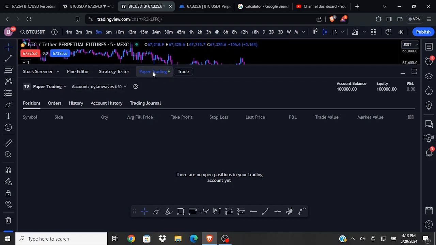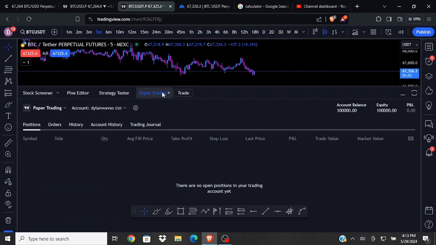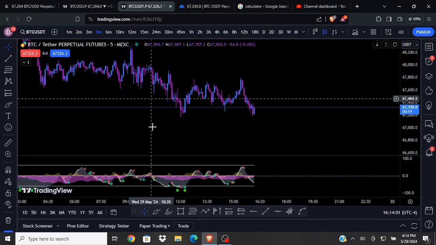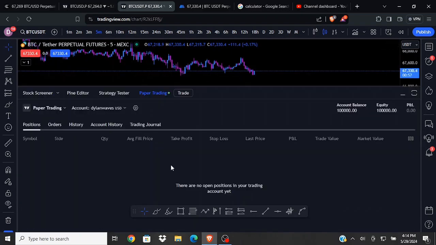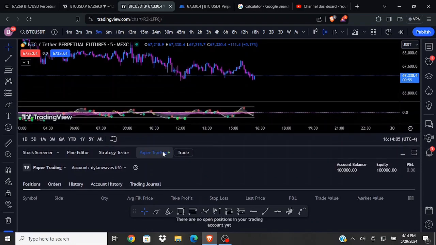And this is essentially just a pop-up menu. You can adjust the size of this here. If you click on this paper trading option, it minimizes it. If you click back on, it'll pull it back up. It will pull up to whatever you left it at last.